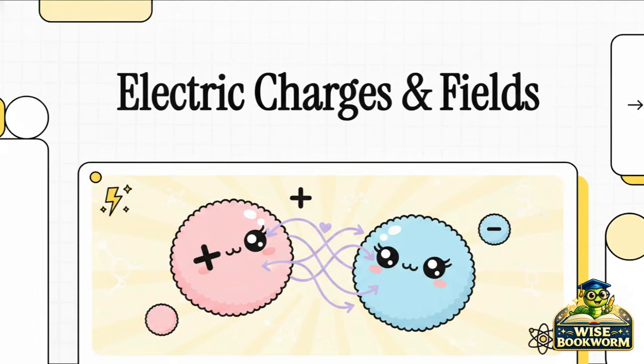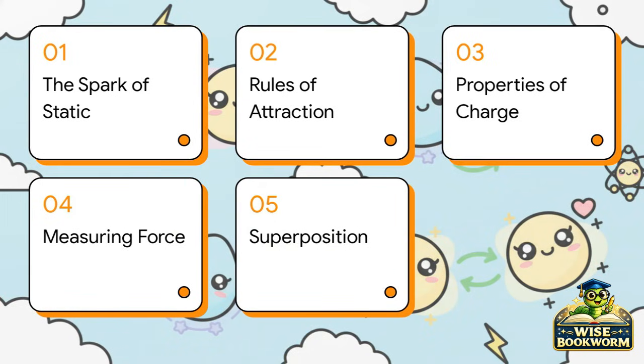Welcome back, everyone. In today's explainer, we are completely demystifying the physics happening right under our noses and, well, sometimes right at our fingertips. We're talking about electric charges and fields. These are the invisible rules of our world, the fundamental forces that hold molecules together, shape our physical reality, and occasionally give us a tiny jolt when we least expect it. Okay, let's dive into this.